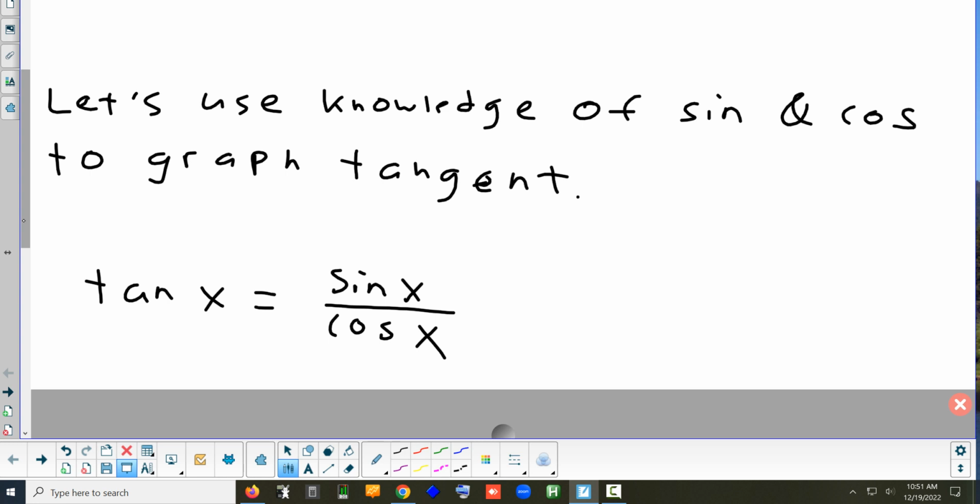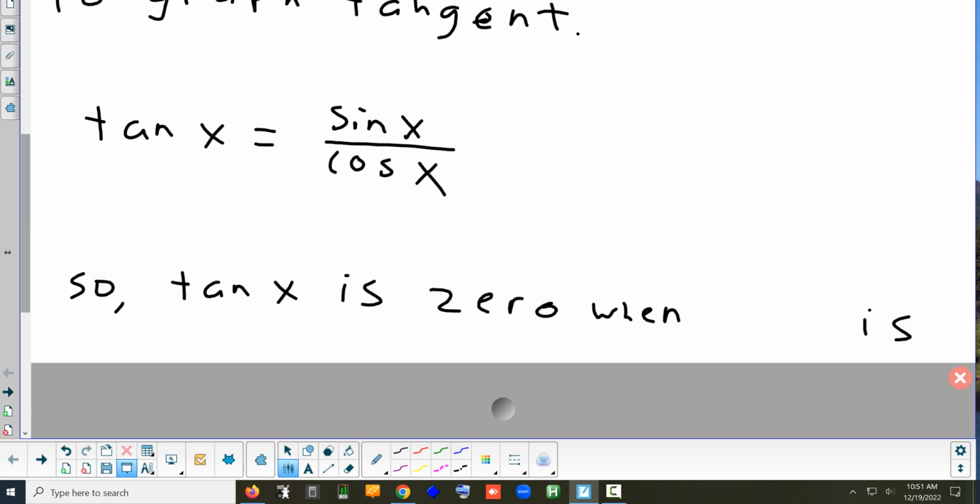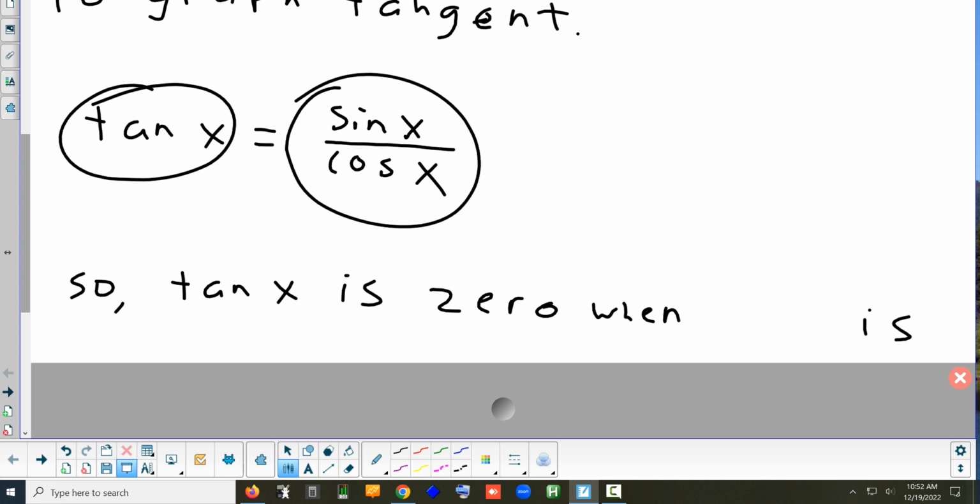All right, so now we know a lot about sine and cosine. So let's think a little bit about this. I want to know when the tangent is equal to 0. What would have to happen in this fraction for the tangent to be 0? Sine has to be equal to 0. Right? So the tangent function will cross the x-axis whenever sine crosses the x-axis. Whenever the sine is 0, the tangent is 0. So tangent is 0 when the sine is 0.